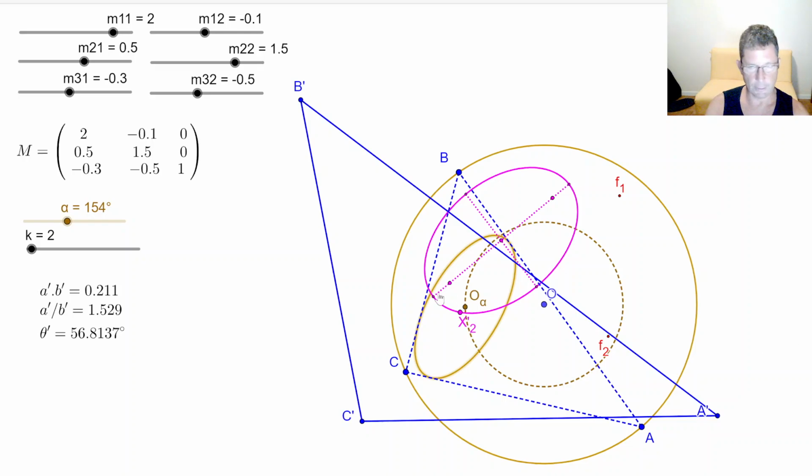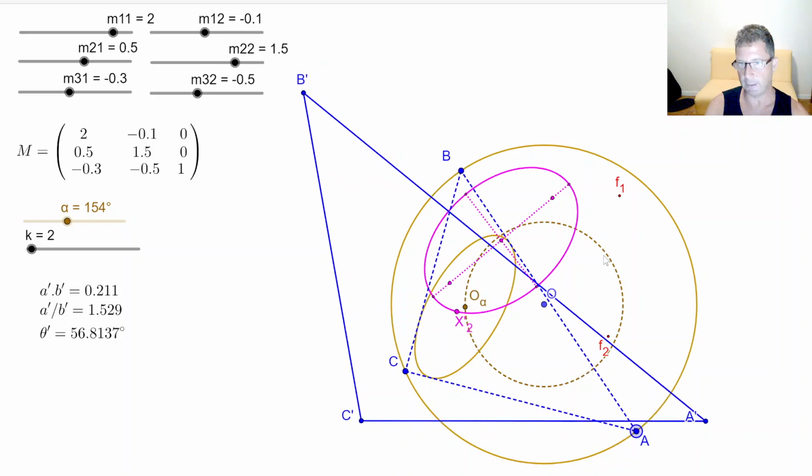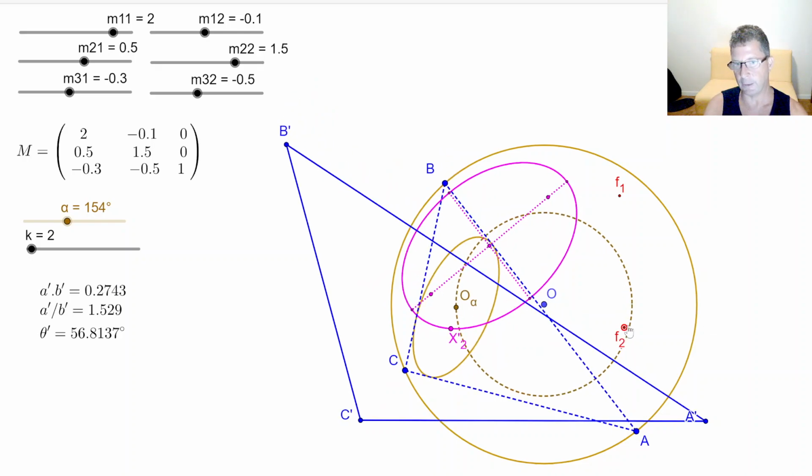So it looks like the results from the previous video are slightly more general. Now ABC is a Poncelet family. The dotted triangle is a Poncelet family interscribed between an outer circle and an inner ellipse caustic, okay? It can be any old inner ellipse caustic.